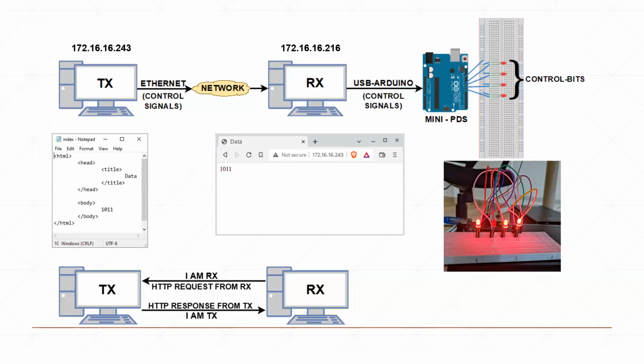These bits are then used by the RX PC to control the Arduino pins to which the LEDs are connected. So we can see here that the sequence 1011 is hosted by the TX in the HTML web page, and the LEDs connected to the RX PC are glowing according to this sequence 1011.